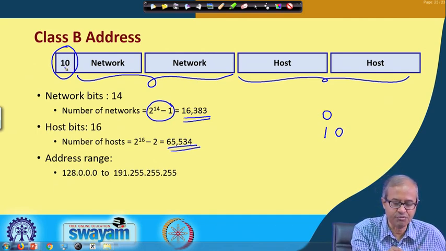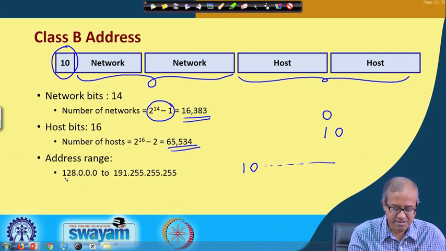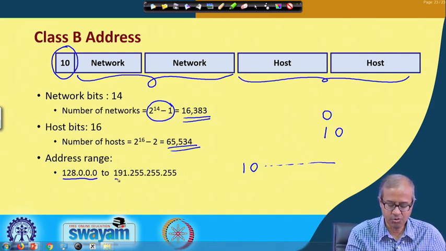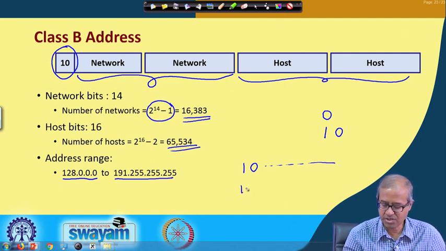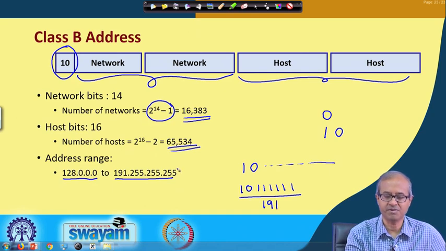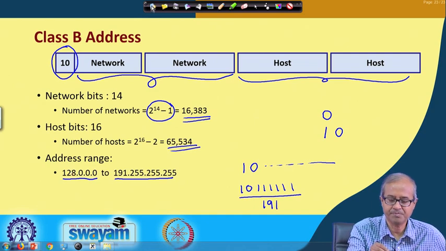And if you look at addresses starting with 10, the remaining bits can be all 0 to all 1s. So, the range will be, with 10 and all 0s, the first byte is 128, up to 10 followed by all 1s, which is 191.255.255.255. This is the range of class B addresses.